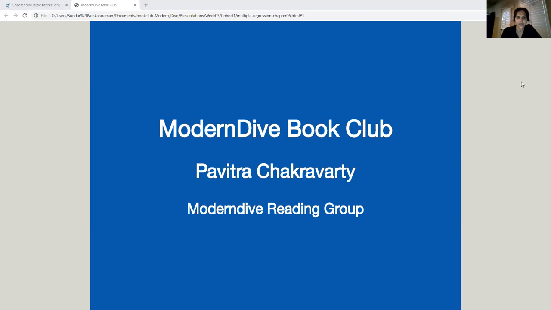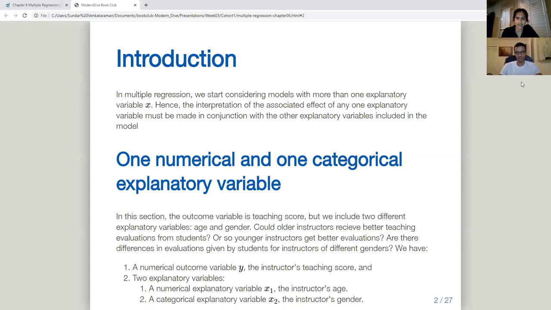They start off with using one numerical and one categorical variable. The data set being used, I think we did this last time, but I can't quite remember, is the teaching score for a teacher. They are considering age and gender. Age is a numerical variable and gender is a categorical variable, or a factor. The idea is: can we see older instructors getting better evaluations, or do younger ones? And is there any difference based on gender? Towards this, we have one outcome, one numerical and one categorical variable to make this determination.